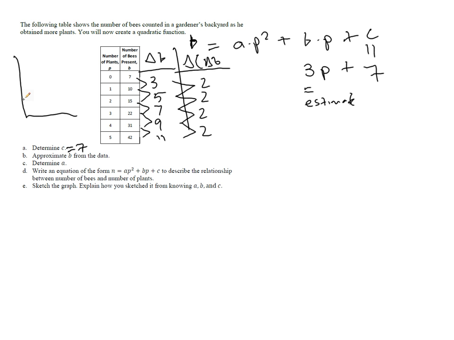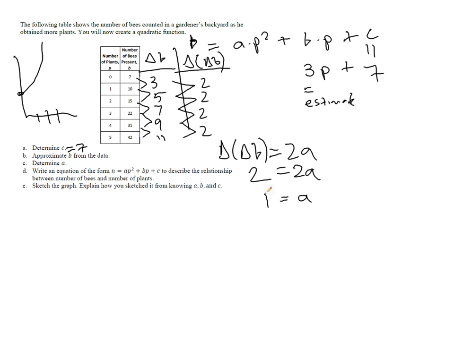So the number of bees starts at 7, goes up by 3, then goes up by 5, then goes up by 7 as the inputs increase. So we have a growing rate of change. That means for A, we've noticed the pattern that the change in the change is equal to twice the value of A. The change in the change in this case is 2, so 2 equals twice A. That means that A is equal to 1. So we know that our equation should be B equals 1p squared plus 3p plus 7.